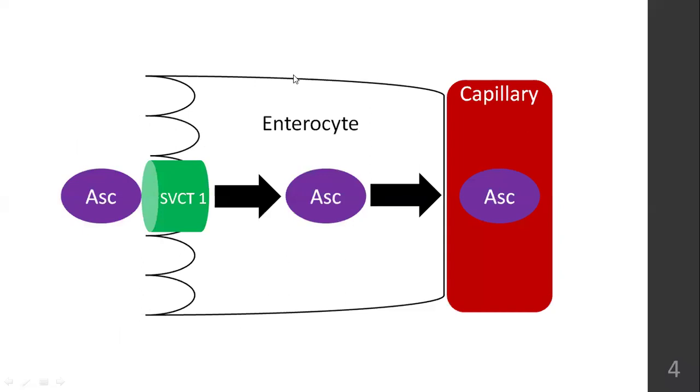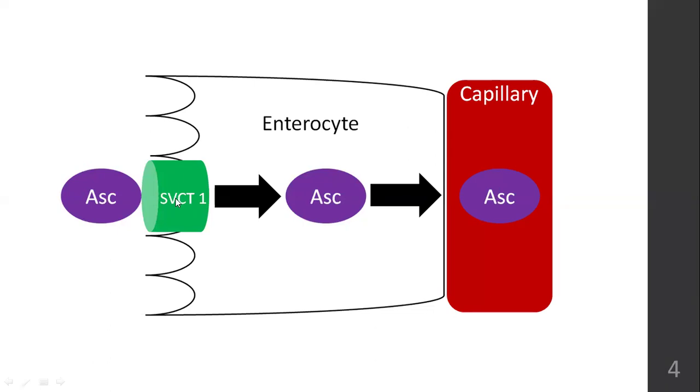And how does absorption of vitamin C take place in your intestine? Okay, so consider this enterocyte. This is one single cell of your small intestine, an enterocyte. Okay, so this is ascorbic acid, and this is SVCT1. This is the vitamin C transport protein channel present in your intestine.